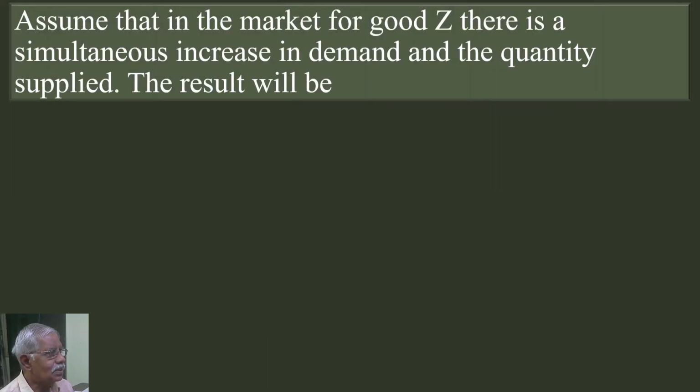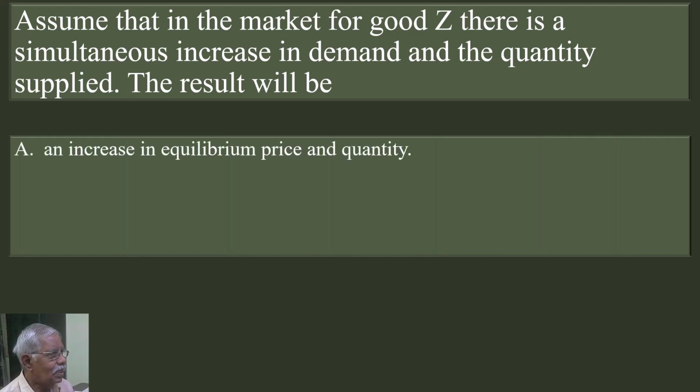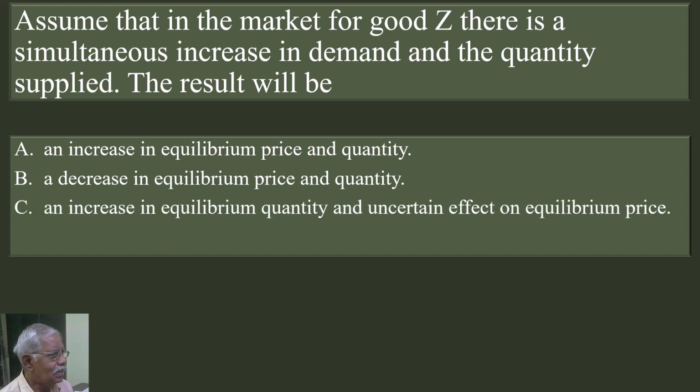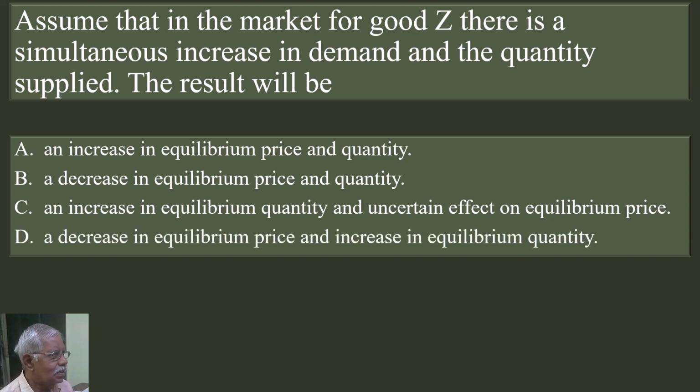Look at this question. Assume that in the market for good Z, there is a simultaneous increase in demand and quantity supplied. The result will be: A, an increase in equilibrium price and quantity; B, a decrease in equilibrium price and quantity; C, an increase in equilibrium quantity and uncertain effect on equilibrium price; D, a decrease in equilibrium price and increase in equilibrium quantity. Option C is correct. We shall examine the reason for it.